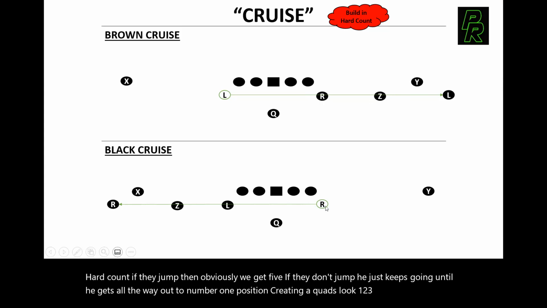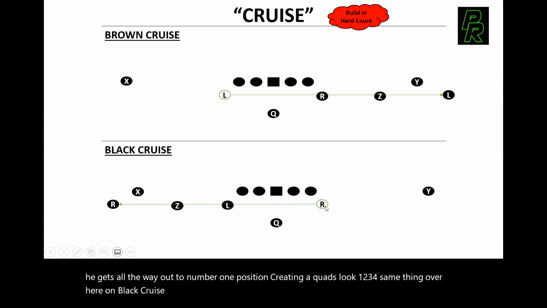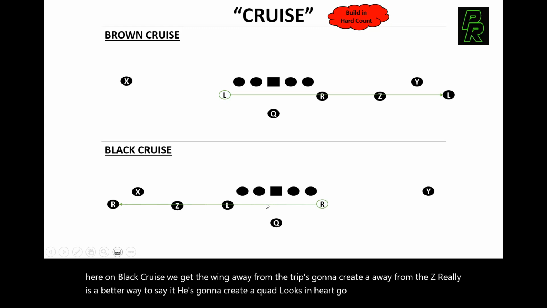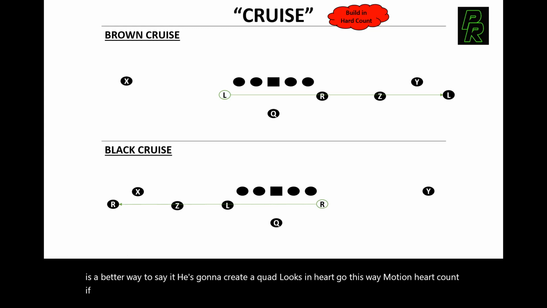Same thing over here on black cruise. We get the wing away from the trips. We're going to create away from the Z, really is a better way to say it. He's going to create a quads look. So hard go this way in motion, hard count. If they jump, we get the 5 yards. If they don't jump, just carry on. And then we call a play for that look.